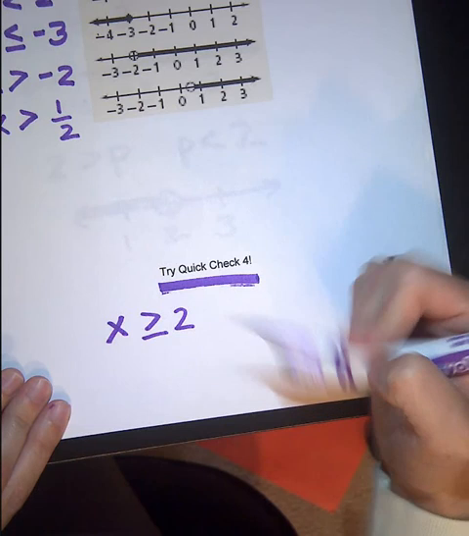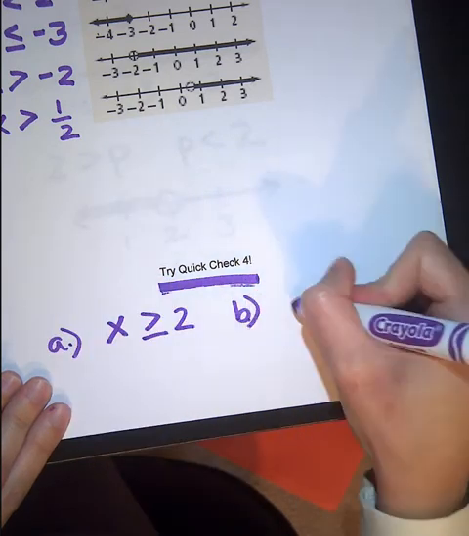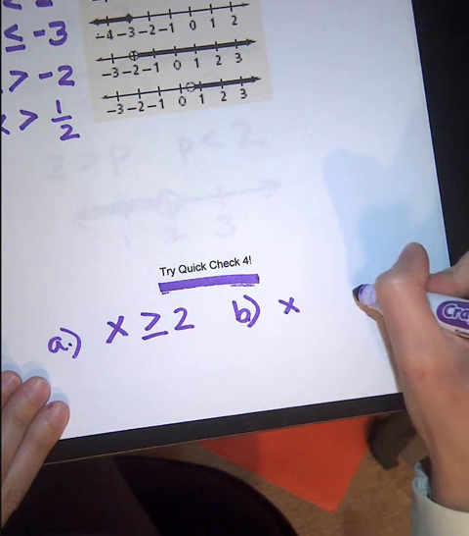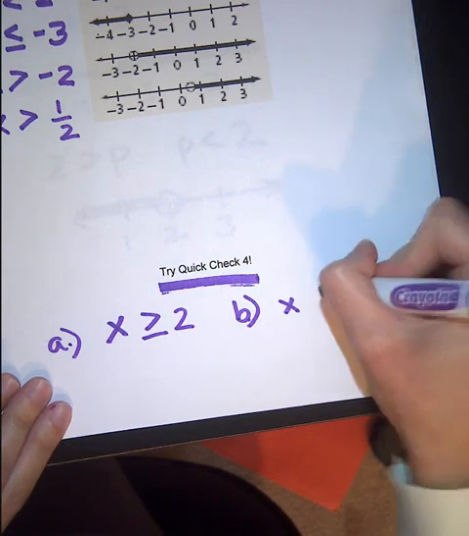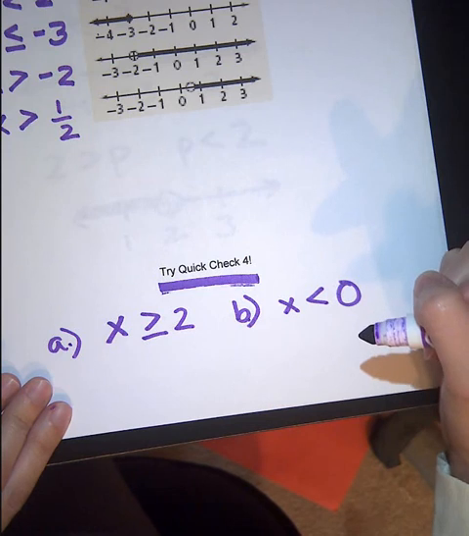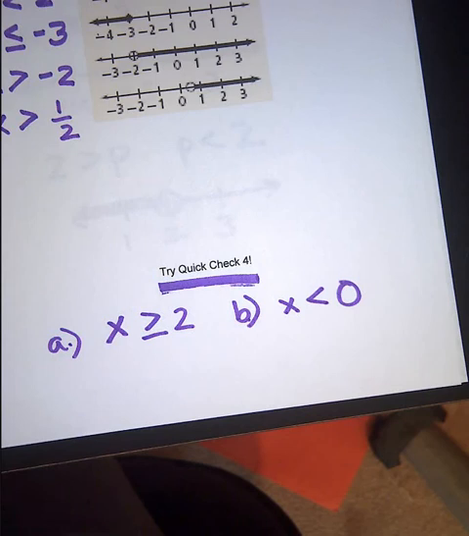So that was A. For B, I'll use x again. And now we've got a circle at 0. And that's all the numbers less than 0. So I'm going to put a less than here. And 0 is not included in my solution. It's an open circle. So this is just x is less than 0. Okay, so we are good there.